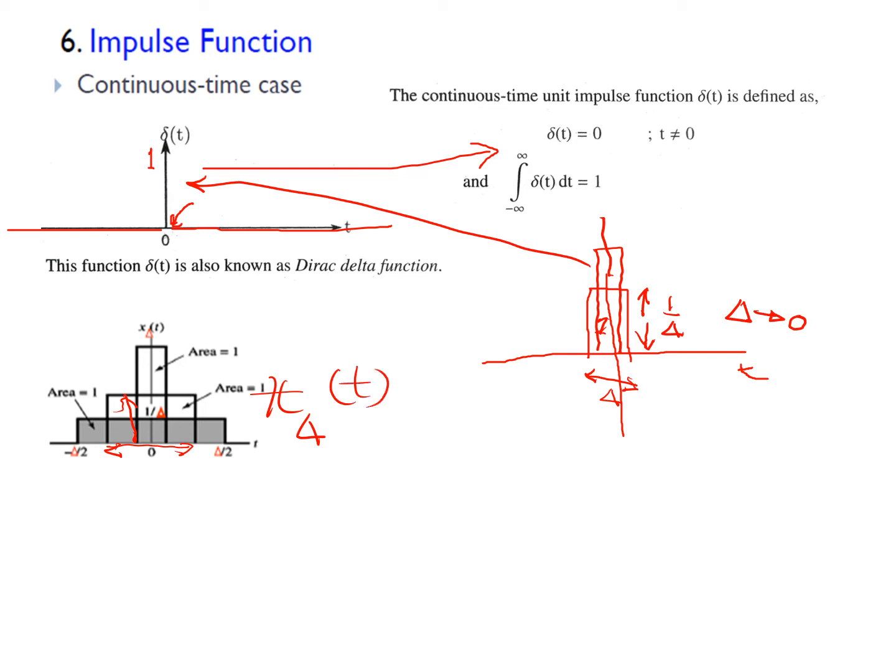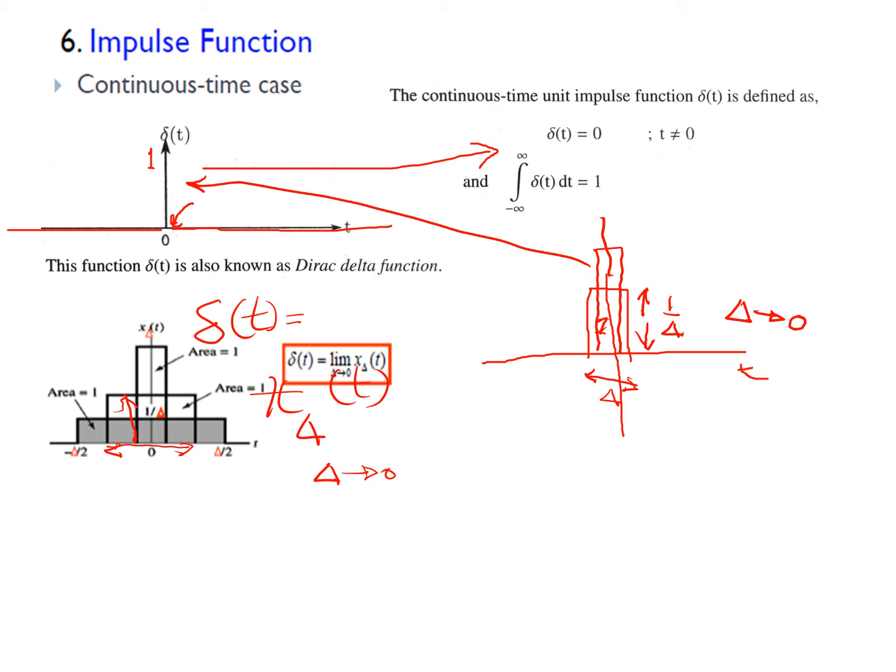Now what is the delta signal? That is the impulse, the unit impulse. Delta as a function of time is actually the limiting case of this signal x delta t as delta tends to 0. If delta is made 0, then this signal almost imitates the unit impulse function. As you can see, delta t is equal to the limit as delta tends to 0 of x delta t.